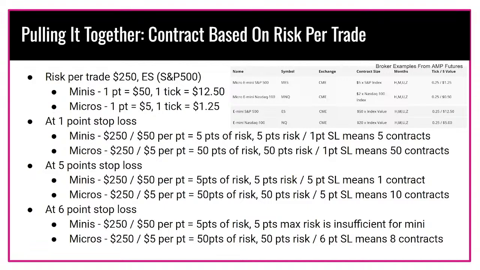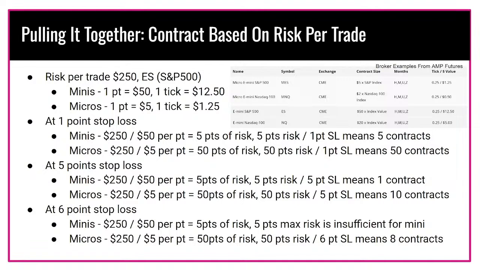Using that as a basis here and knowing that we're looking at the ES and we're willing to risk $250 per trade, let's look at how that affects the number of contracts we can trade based on the stop loss size that we're going to be using. So starting with 1 point of stop loss. In a mini, you have $250 divided by the $50 per point, your limiting factor being your $250. So if you take $250 divided by $50, you'll get 5 points of risk. That's the maximum stop loss size that you can use if you're risking $250.